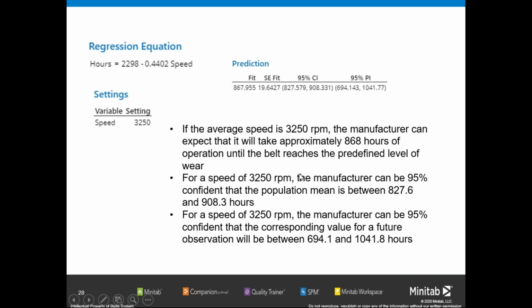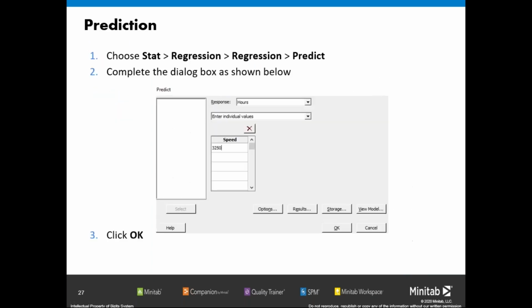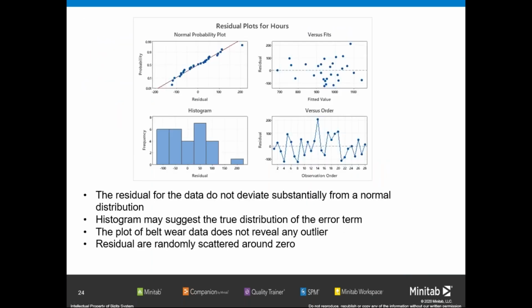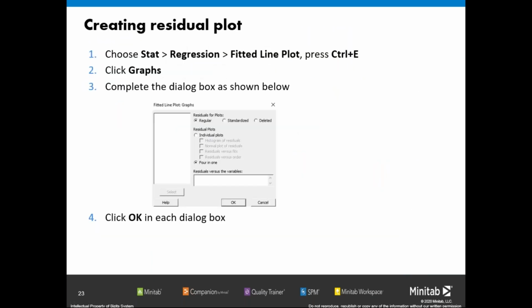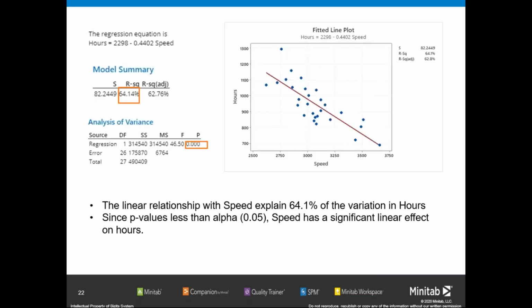Okay, so for this one is a linear relationship, and then explain it. 64.1% of the variation in hours. Okay, and then since the p-value is significant, speed has a significant linear effect on the hours.